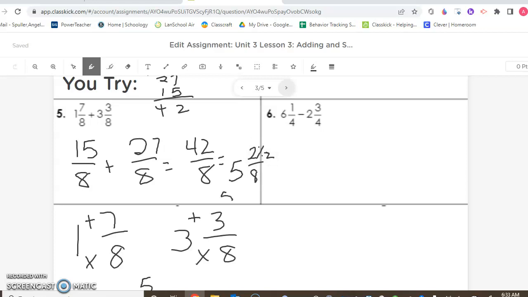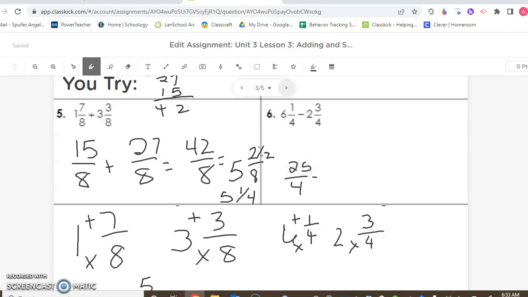And I could get 5 1/4. Good job. Okay, let's do the next one. 6 1/4. 4 times 6 is 24 plus 1 is 25 over 4 minus, well, let's find out, 3/4.